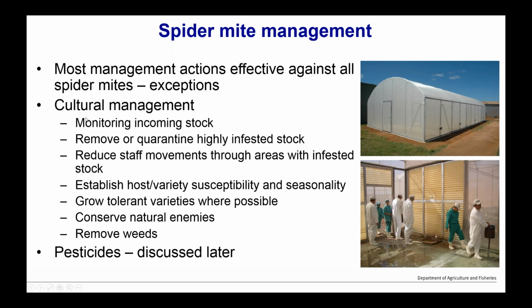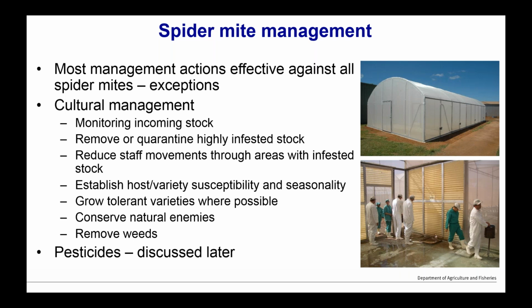It's always important to monitor incoming stock. The more you know about the stock that you bring in, the better. You want to make sure that it has a manageable level of pests or no pests at all, preferably. If they have pests on them, then you can take appropriate action, whether that be to return them to the supplier or to put them in quarantine and manage the problem in a smaller area as opposed to in the nursery proper. It's worthwhile reducing staff movement through areas with high infestations. Spider mites in particular are very easily brushed onto people and then onto other plants.